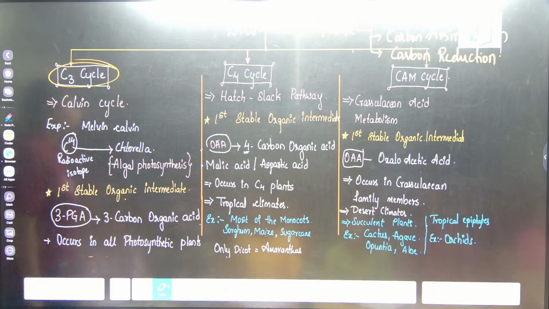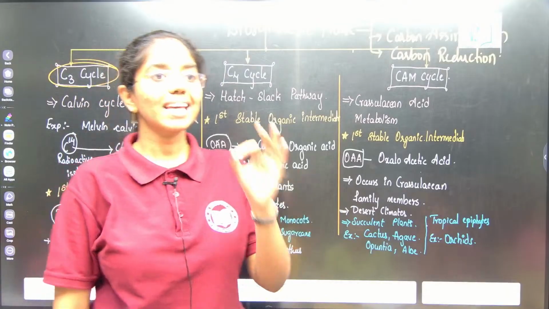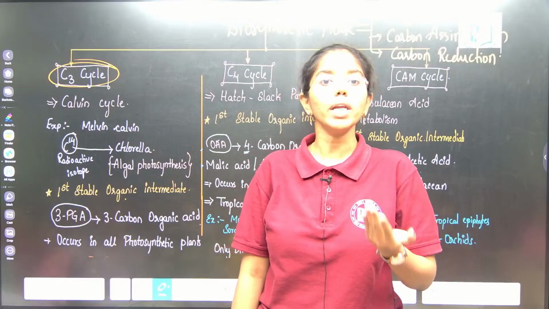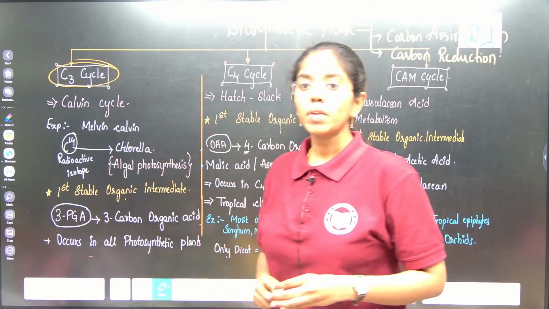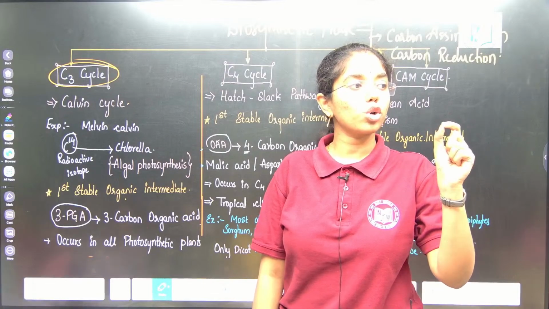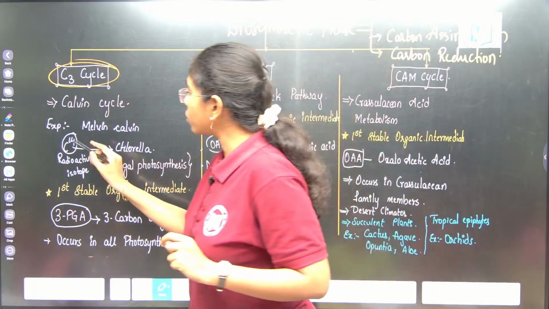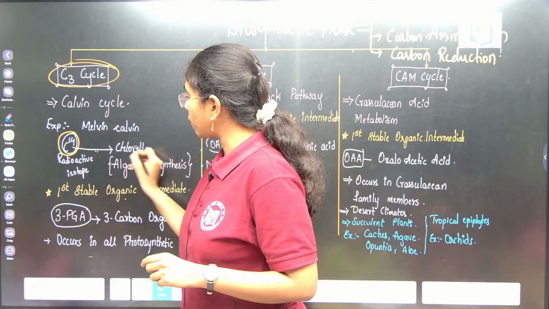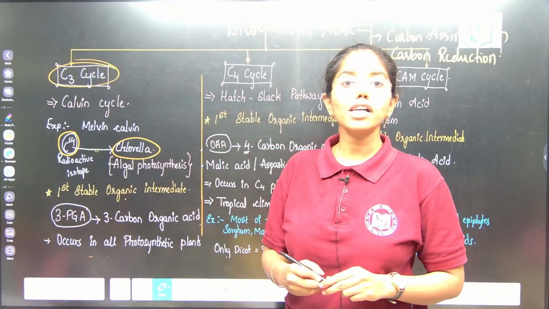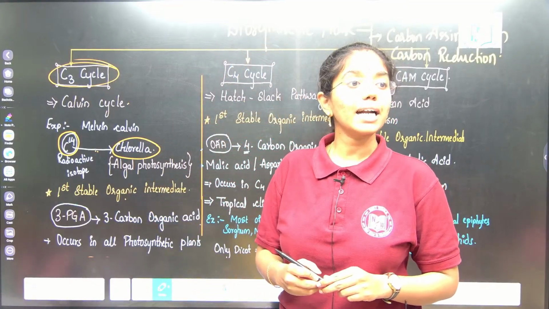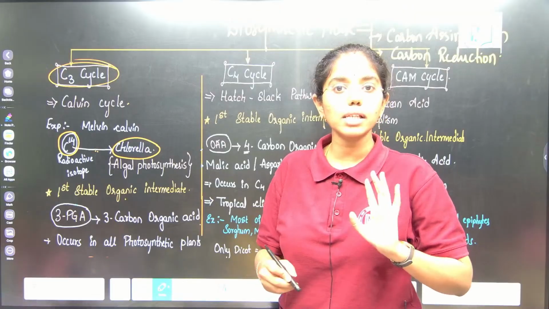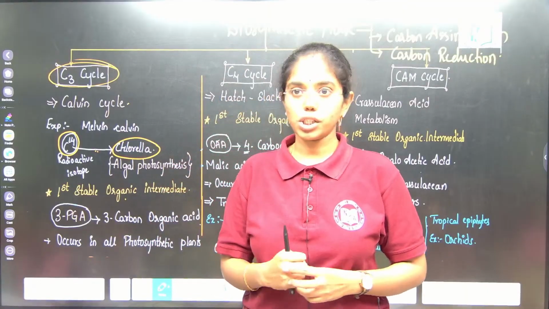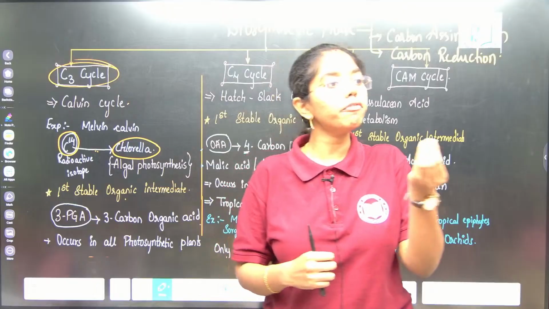First is C3 cycle. C3 cycle is also known as Calvin cycle, which is named after the scientist who discovered this cycle, that is Melvin Calvin. How did he discover this? By taking one radioactive isotope of carbon. What is that radioactive isotope? C14 radioactive isotope. He has given this C14 radioactive isotope to chlorella. Chlorella is unicellular green algae. This conducts what photosynthesis? Algal photosynthesis. Tell me, algal photosynthesis is oxygenic or anoxygenic? Oxygenic photosynthesis, because algae are the primitive plants.